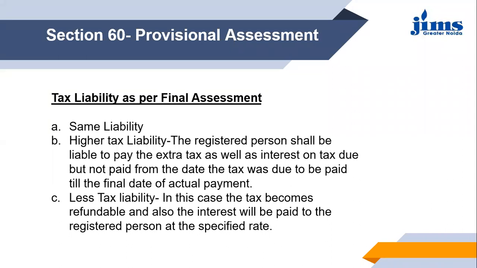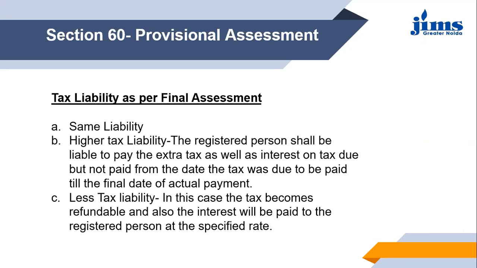So the amount of difference in the tax needs to be paid, along with the interest amount, by the taxpayer to the government. Then there is the less tax liability, which means the taxpayer has paid a higher amount under the provisional assessment and the final tax liability is less. In that case the taxpayer will be refunded the extra amount, and will also be paid interest at the specified rate for the difference in the amount paid by him.